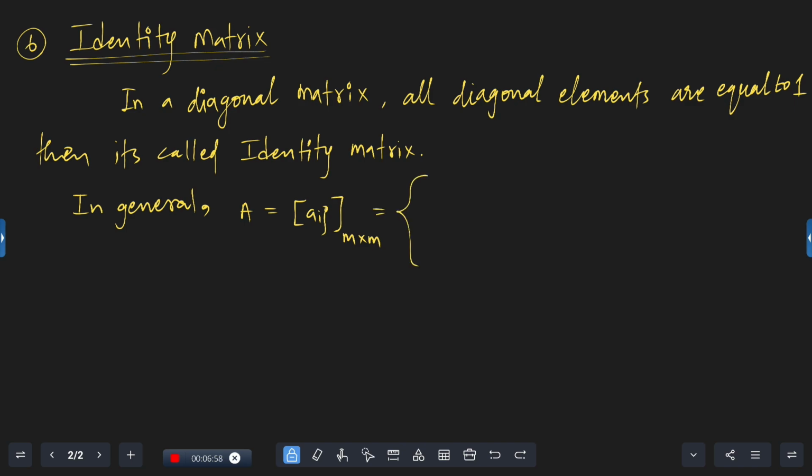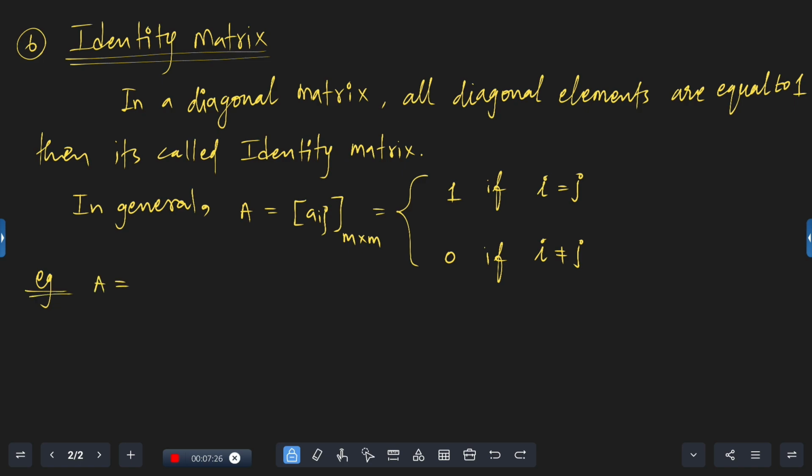So it will be 0, and here 1. When will it be 1? When i and j are equal, it will be 1. When i and j are not equal, it will be 0. So if the diagonal is 1, then only we can call it an identity matrix. Understand? That's it. Examples I'm giving.